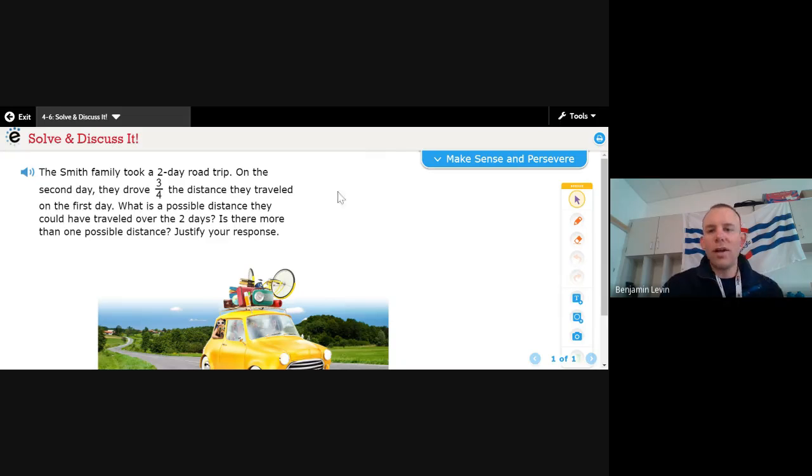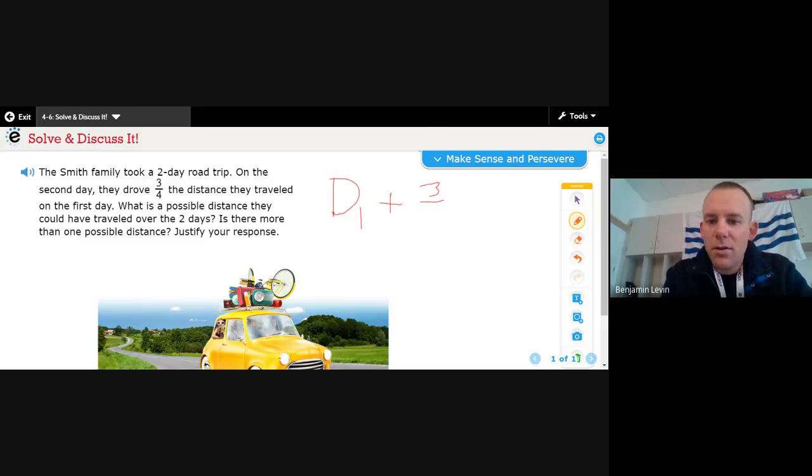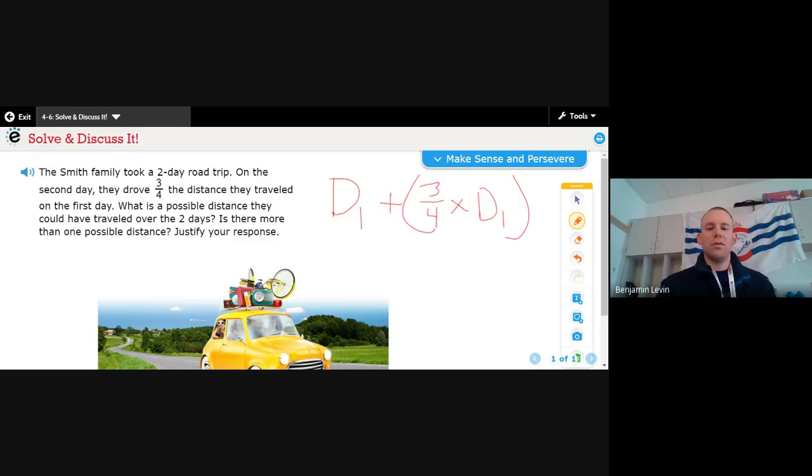The only thing that they wanted us to think about in this problem is, you've got day 1. If we're writing an expression here, day 1 plus 3/4 of day 1. That would be our expression for this solve and discuss it problem. The distance they drove on day 1 plus 3/4 of that distance, right?